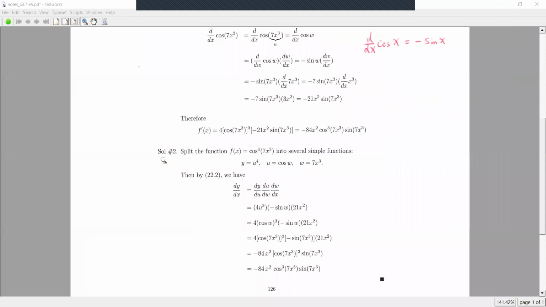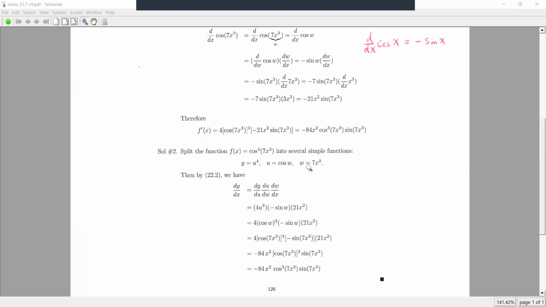Solution 2. In this second solution, I want to use the chain rule with multiple intermediate variables to compute the derivative of function f. For the purpose, I split function f into several simple functions. y is u to the fourth, u is cosine of w, and w is 7x to the third.